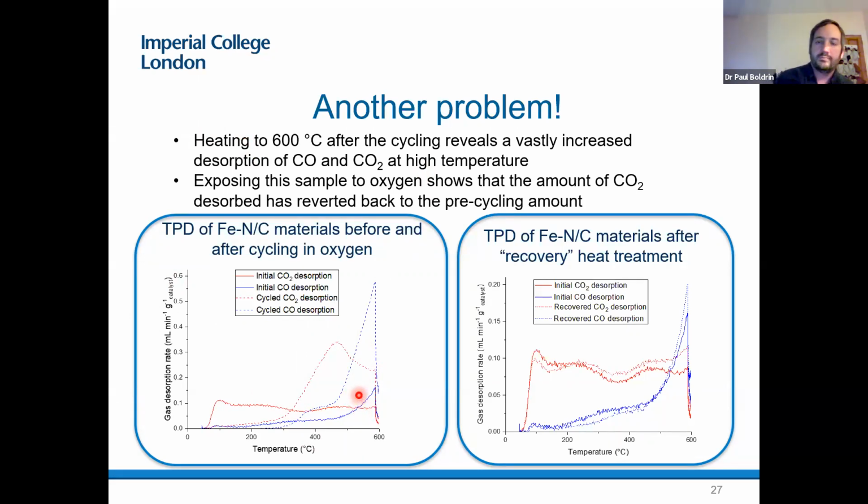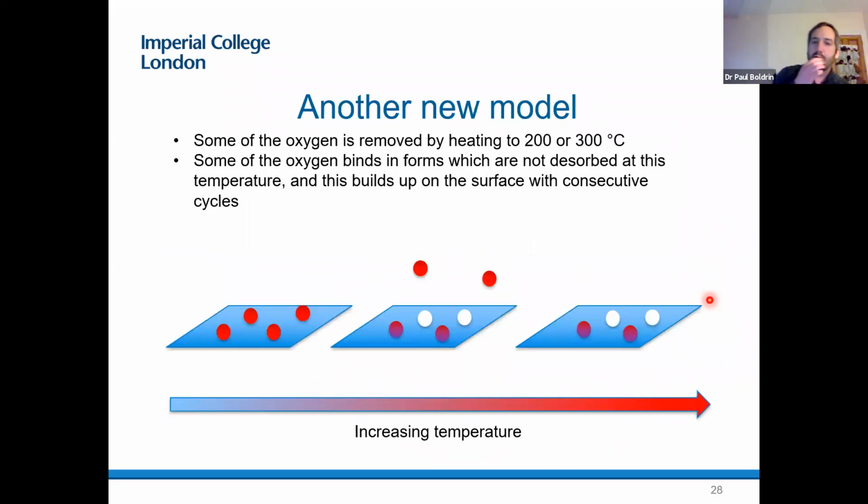And then when we take this material that's been cycled and then heated to 600, and then re-expose it to oxygen and heat it to 600 again, we see it's gone almost back to how it was at the start. So that implies that the cycling isn't removing active sites after all. So something else is going on. So we came up with this other new model.